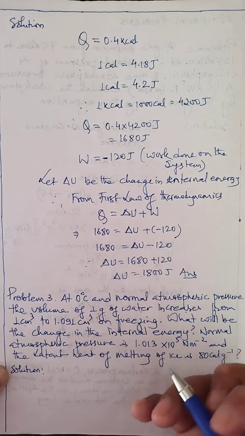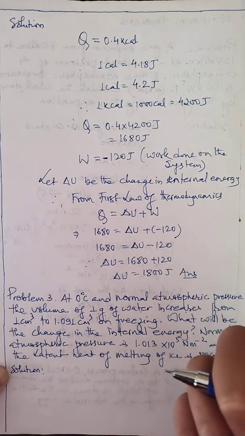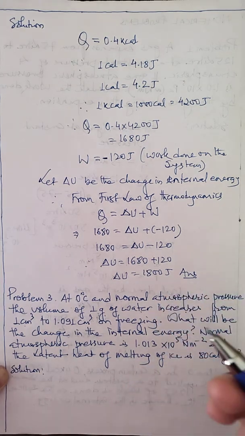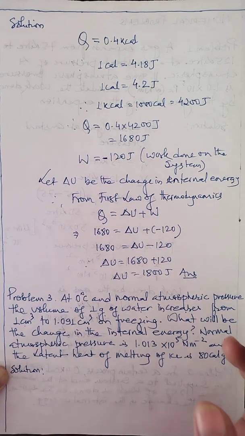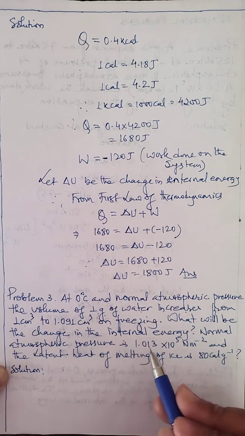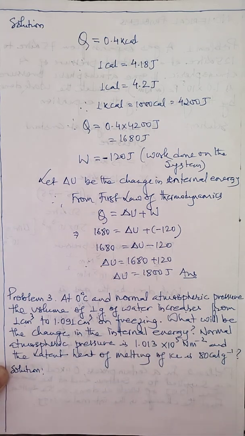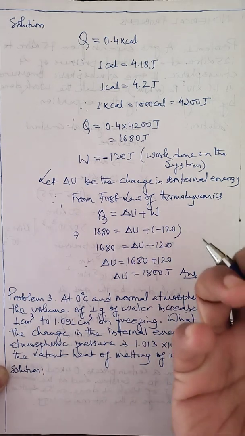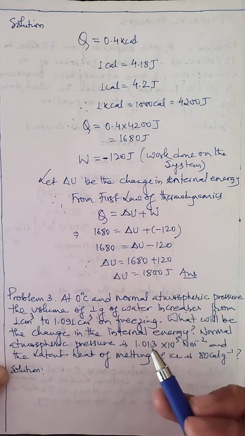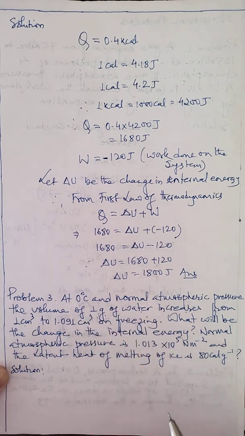So in this case, there is some amount of heat that is taken out by the water, which acts as the system. The question says: what will be the change in internal energy? So we need to calculate the change in internal energy. But before that, we should calculate how much heat is taken out by the water to convert from water into ice.